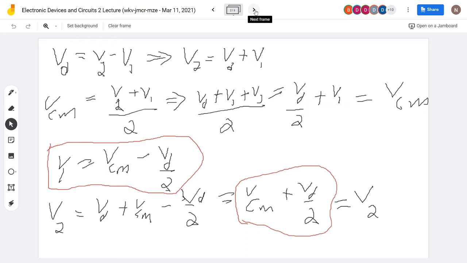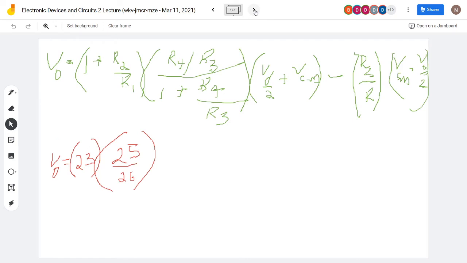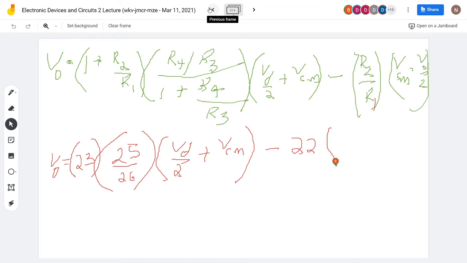And that's going to be multiplied by VD over 2 plus VCM, minus 22 times R1. 22 times VCM minus VD over 2.